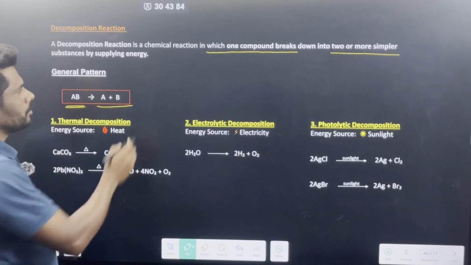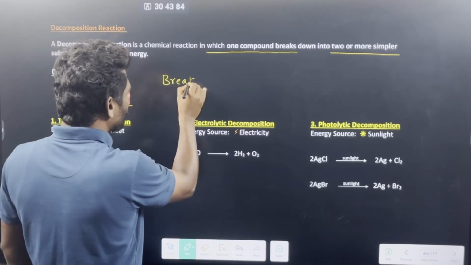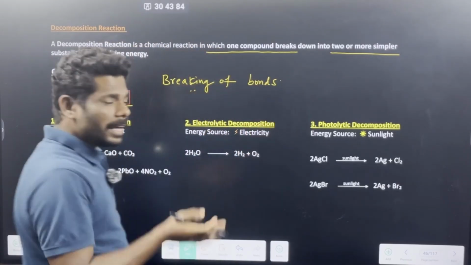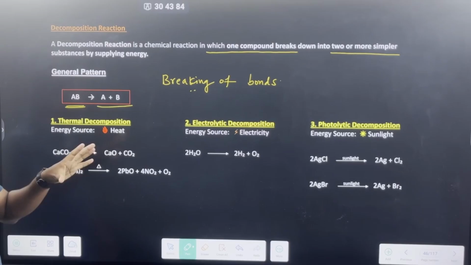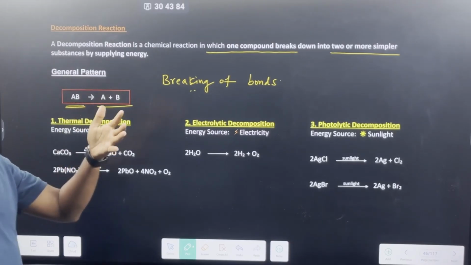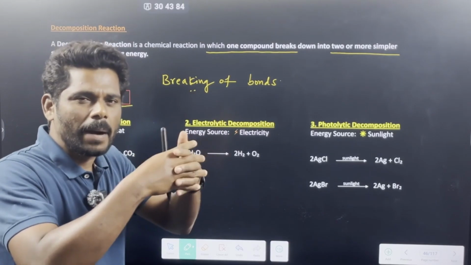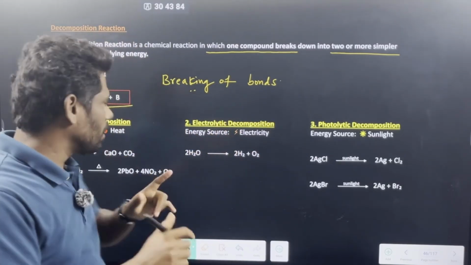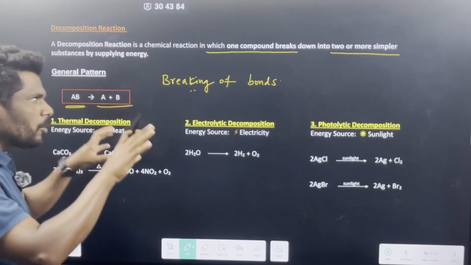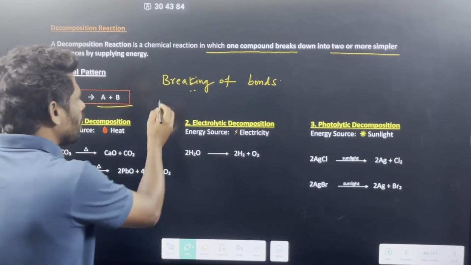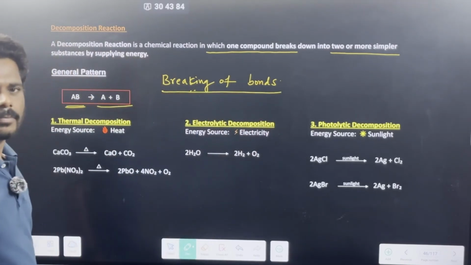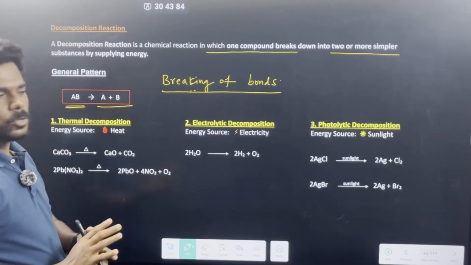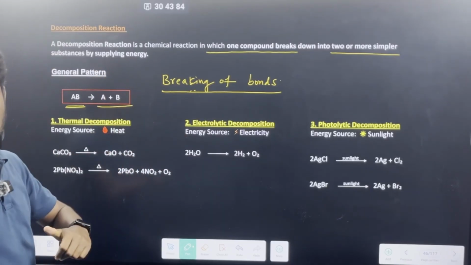In this reaction, in the earlier reaction, what we have done is making of bonds. Two reactants or three reactants combine to form a single product. So new bonds are formed. But see here, a single reactant was broken down into simpler substances. That means we are breaking the bonds here. To break the bonds, we need energy here. So we have answered the last question in the earlier case, right?